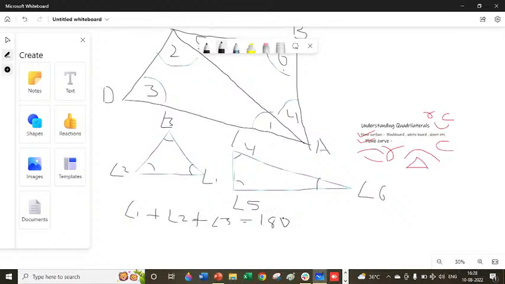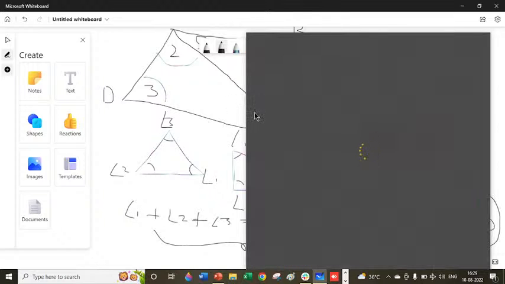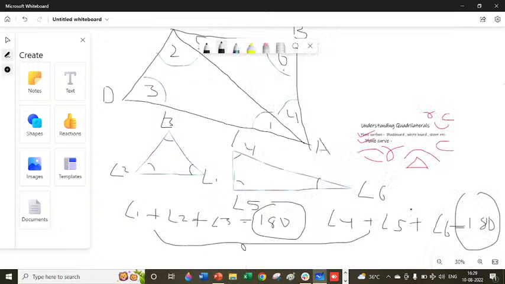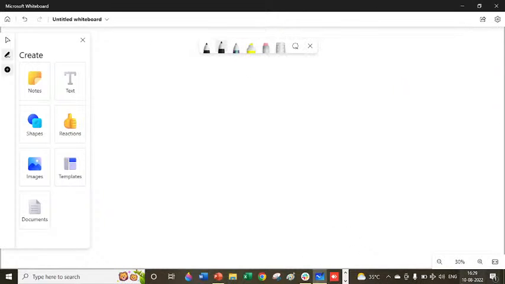In the second triangle we have some angles. Those are angle 4 plus angle 5 plus angle 6. In the same way here also the sum of the angles of a triangle is 180 degrees. And when we add all the angles together, we get 180 plus 180, that will give us 360. So the sum of the angles of a quadrilateral is 360. So I hope I'm clear over here. So let's move to the textbook now.